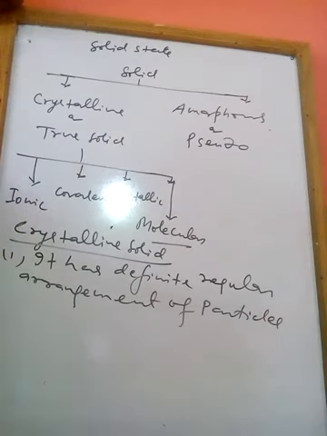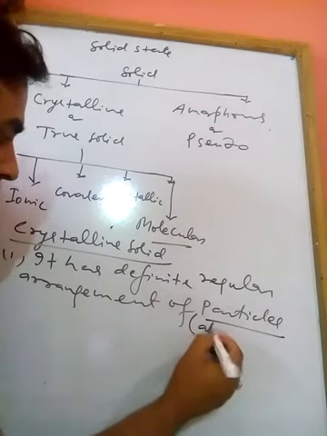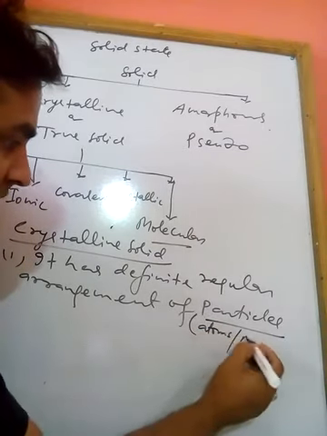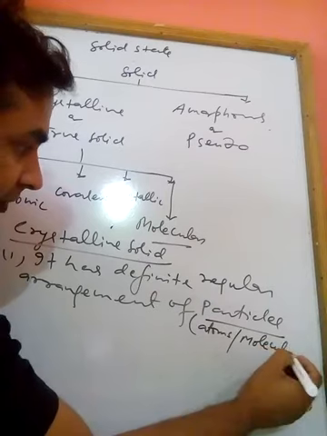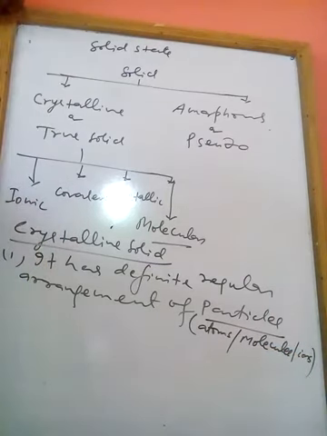Particles in solid state means atoms, ions and molecules. So it has definite regular arrangement of particles, that is, definite characteristic geometrical shape.